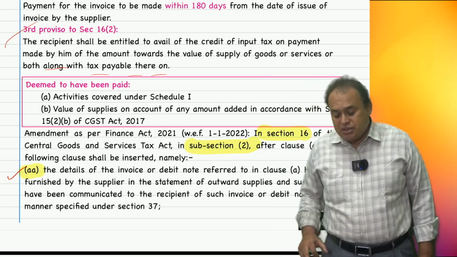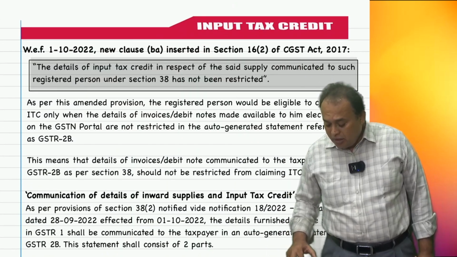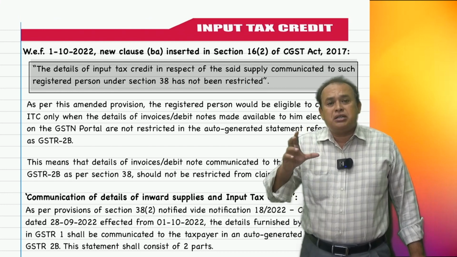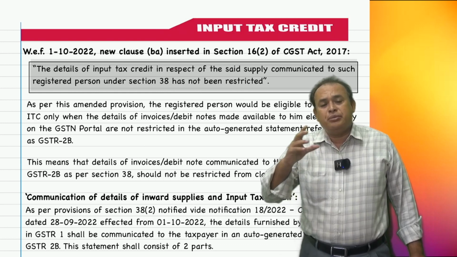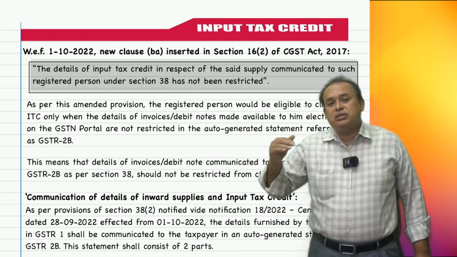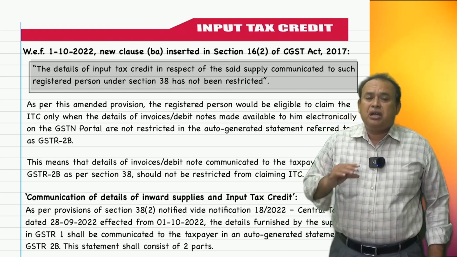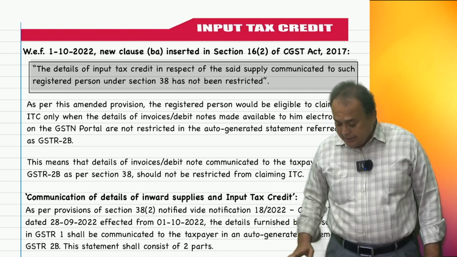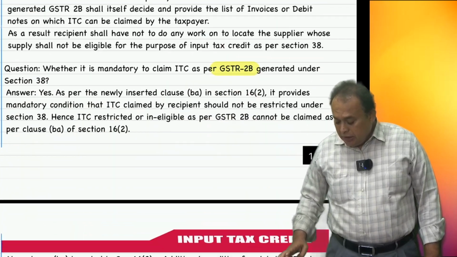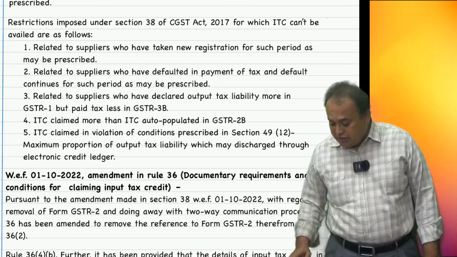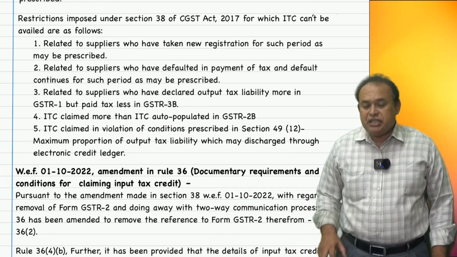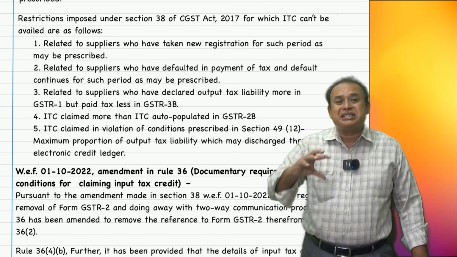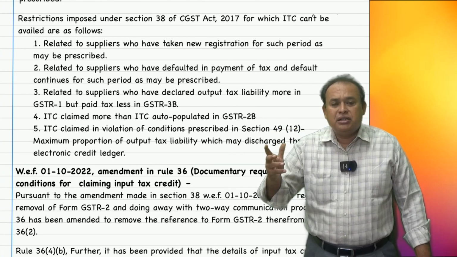Further, I am bringing to your notice this particular section 16 subsection 2 clause BA, where it says that part 1 of the GSTR 2B credit can be availed and utilized. The second part of the GSTR 2B credit is restricted, not allowed, wholly or partly. In that case, what are the circumstances in which this second part of GSTR 2B comes into the picture to restrict credit wholly or partly?